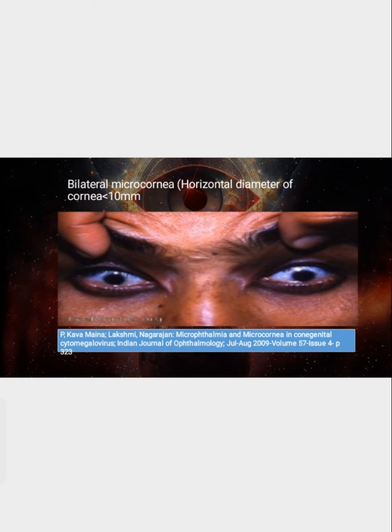So what is microcornea? Microcornea is when the horizontal diameter of the cornea is less than 10 millimeters. In some articles it is given as less than 11 millimeters, in some as less than 10 millimeters. When the cornea doesn't reach its normal size in adulthood, it is called microcornea. So this is the picture of an adult showing bilateral microcornea.